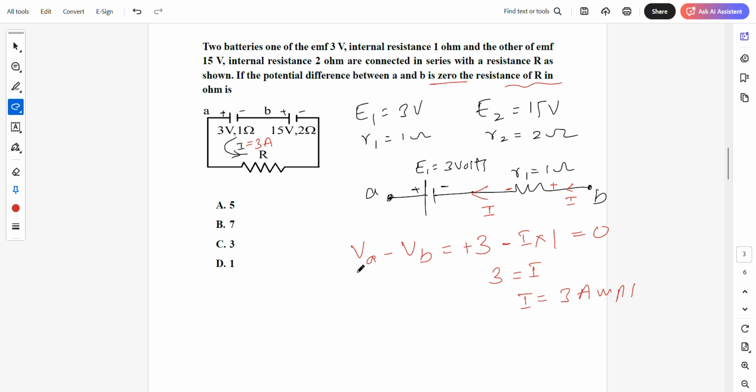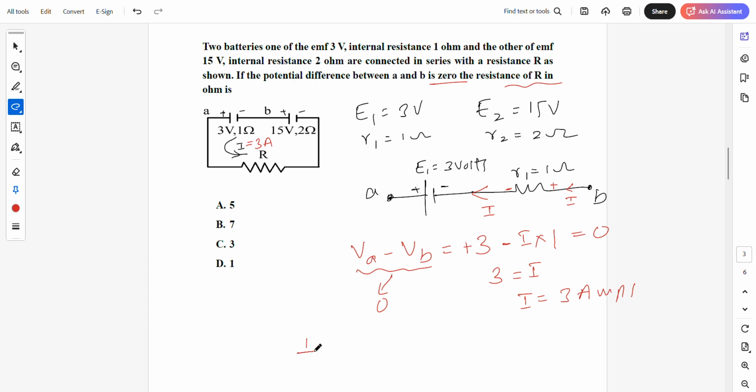They have given VA minus VB is equal to this whole thing. They have given 0. We know how to write VA minus VB. We have to move from A to B. If I move, what am I getting? Plus this voltage, and then what is the drop here? 1 into I, and minus, why minus? Because current is coming in the opposite direction. Understood now? So I is equal to 3.